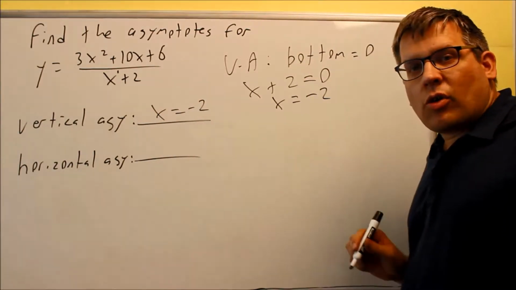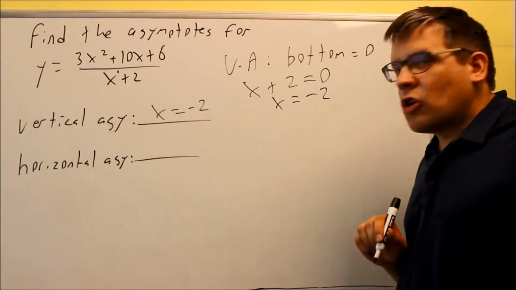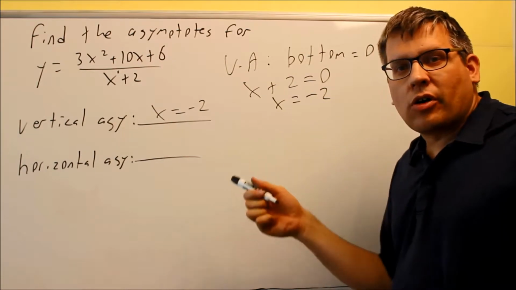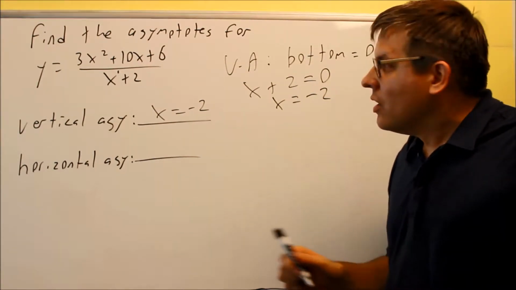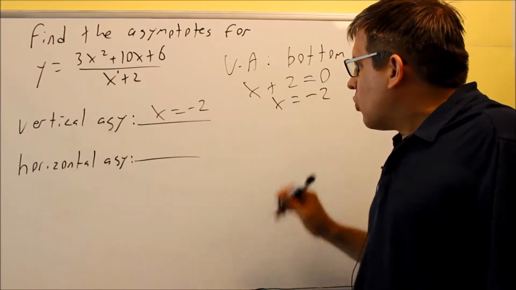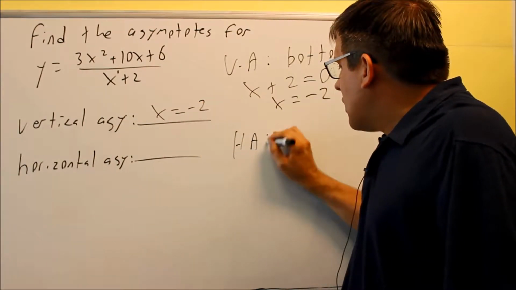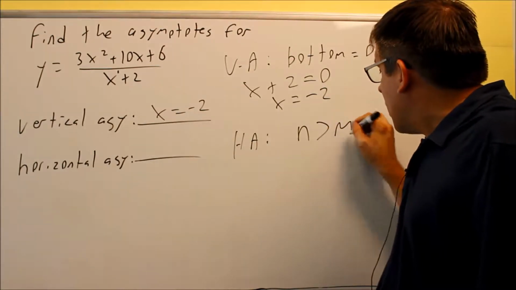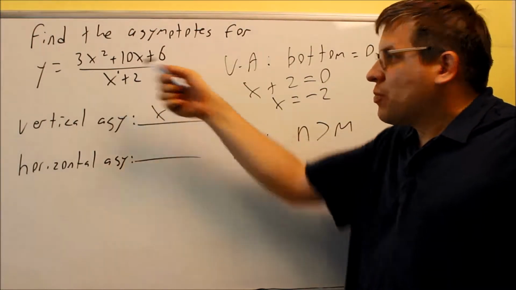Next, I want to find the horizontal asymptote. The horizontal asymptote is the one that involves those rules. That's the one that involves looking at the highest power on top and the highest power on the bottom. The highest power on top is 2. The highest power on the bottom is 1. So in this case, my n is the highest power on top, and that's going to be larger than the m, which is the highest power on the bottom.